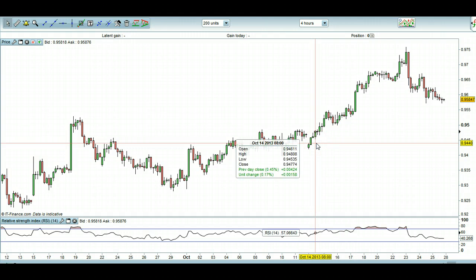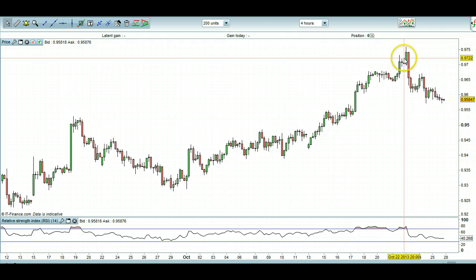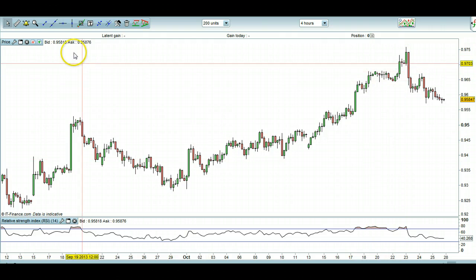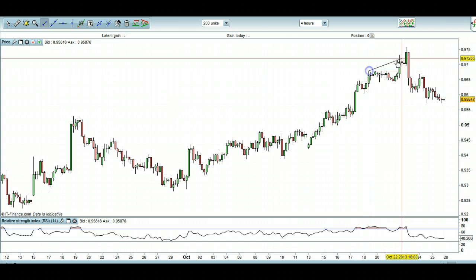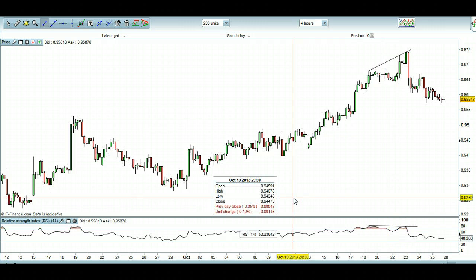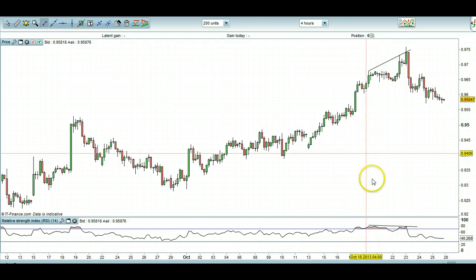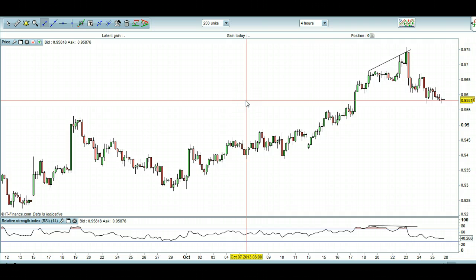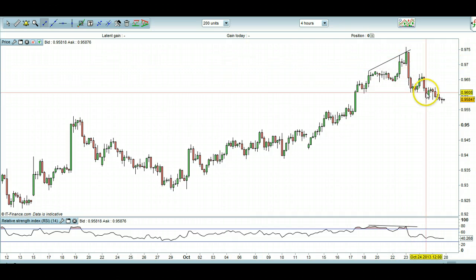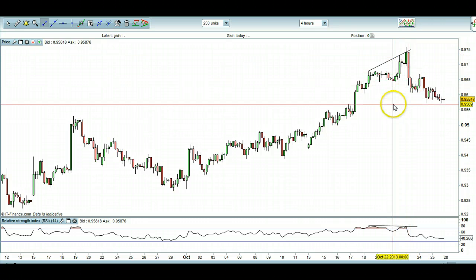Now I'll show you another one. This is the Aussie dollar, and here we have a new high, and then we've got a higher high, and on the RSI here we're showing a weakening in the actual strength of the market direction. So whenever you see this divergence, it's showing weakening, and as you can see, prices dropped quite dramatically. These couple of bars here have dropped quite significantly.